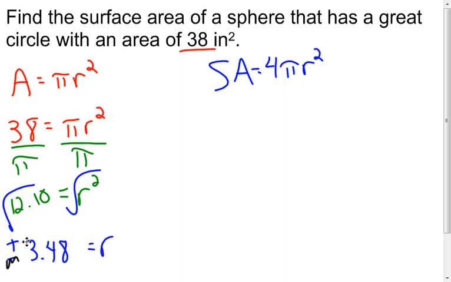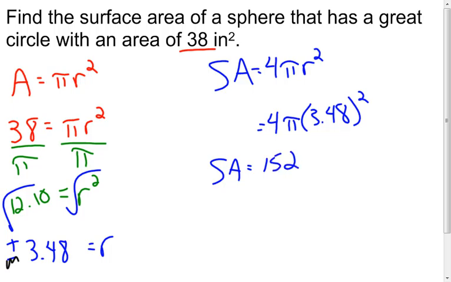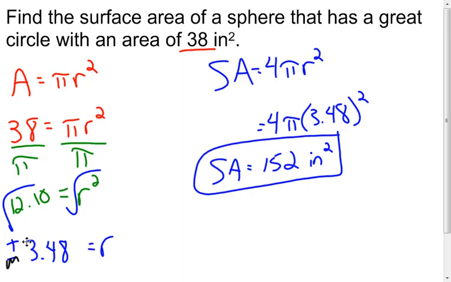Now come over here and plug that back in, so my surface area is going to equal 4 times pi times 3.48 squared. When I type this on my calculator, I'm going to use the same 3.4, it's actually 3.47789, and it keeps going on. I'm going to use all those digits on my calculator, square that, multiply it by 4, and multiply it by pi, and I end up with an answer of 152 square inches for the surface area of this sphere. That is one method to calculate the surface area of the sphere.